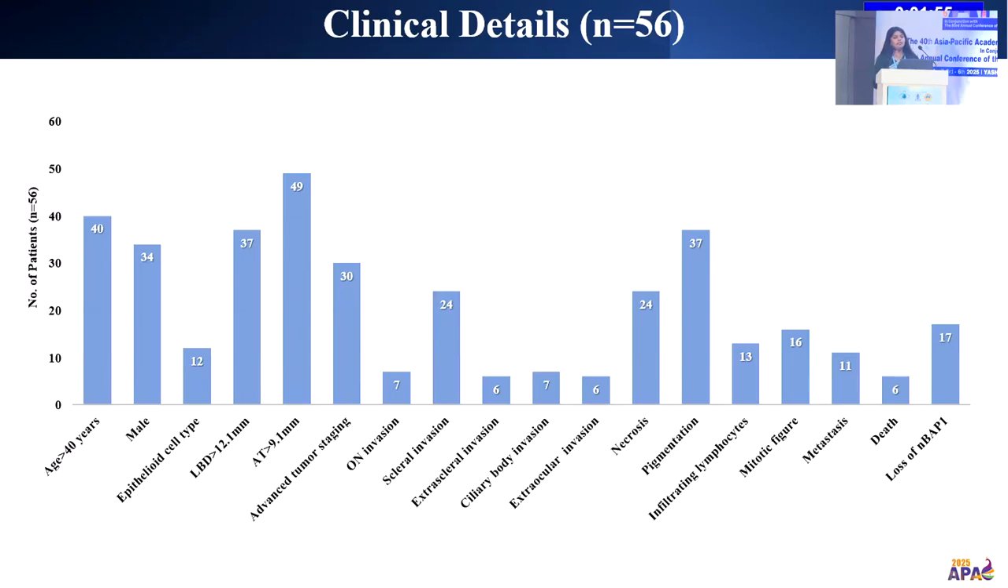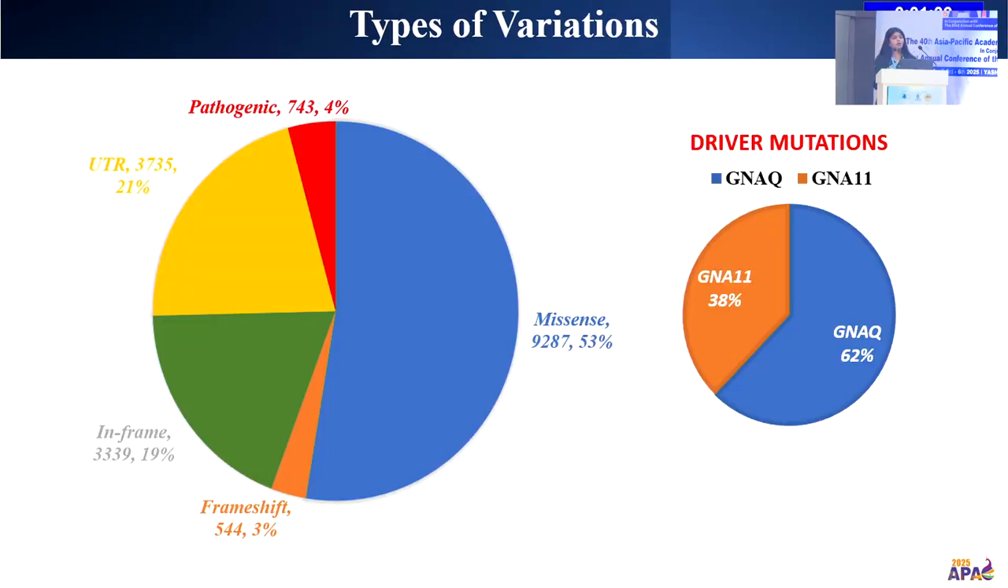These are the clinical details of all the 56 patients, in which the thickness was higher in 49 cases, scleral invasion was found in 24 cases, increased pigmentation was found in 37 cases out of 56, and metastasis was found in 11 cases. Coming to the type of variation, as I have already told you, GNAQ and GNA11 are mutually exclusive mutations. GNAQ was found in 38% and GNA11 was found in 62% of the cases.